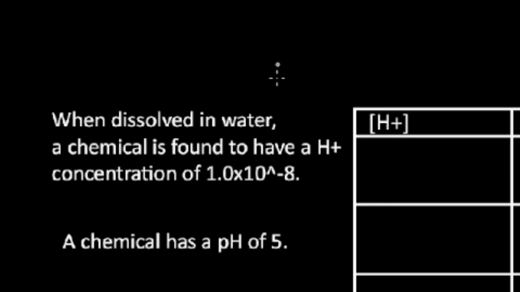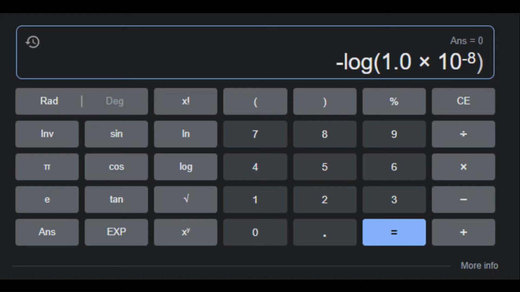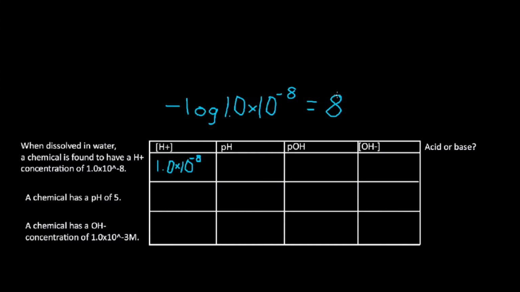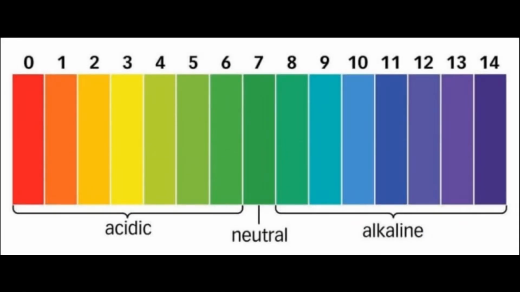When dissolved in water, a chemical is found to have an H+ concentration of 1.0 times 10 to the negative 8th. So first of all, let's write the H+ concentration, and then to solve for the pH, we just need negative log of 1.0 times 10 to the negative 8th, and this will give us 8. So our pH of this chemical is actually 8. Now remember that based on the diagram earlier, a pH of 8 is above 7, so this is basic.